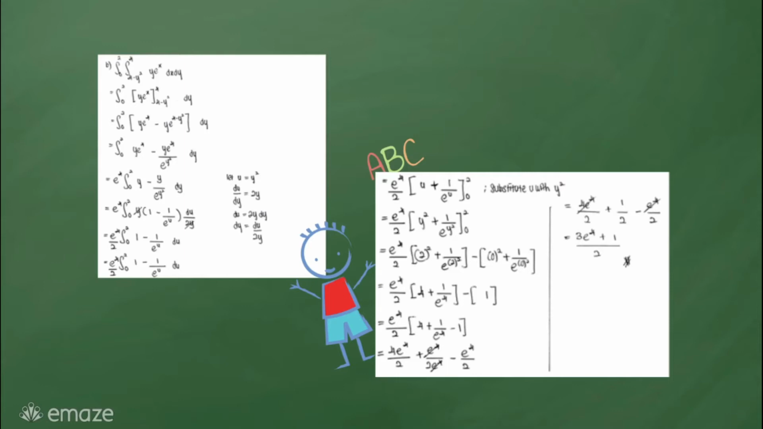We integrate du and we take out the coefficient, which is e to the power of 4 over 2. We integrate the u, then we substitute again u equal to y squared. Then we substitute the range from 0 to 2. Then we get the answer (3 e to the power of 4 plus 1) over 2.